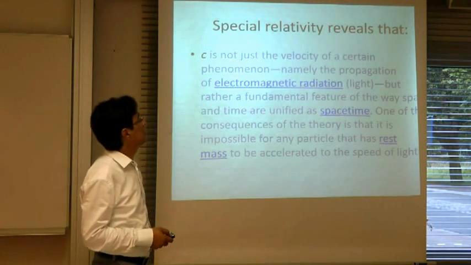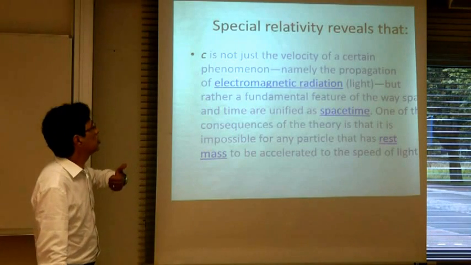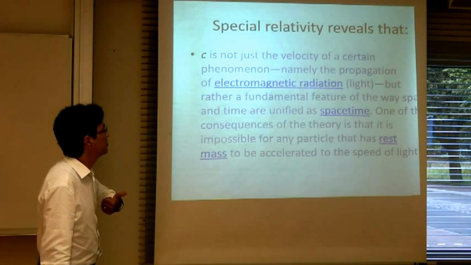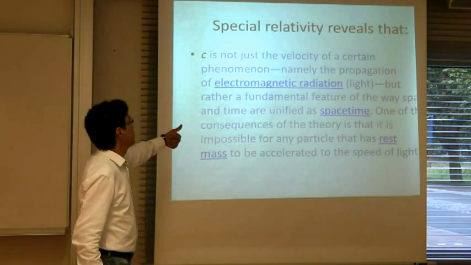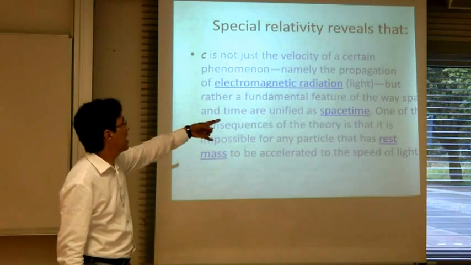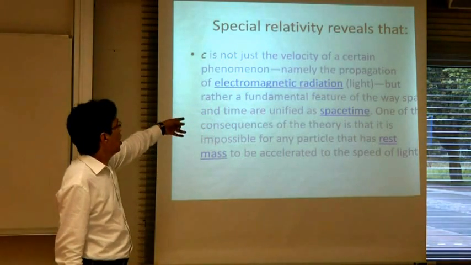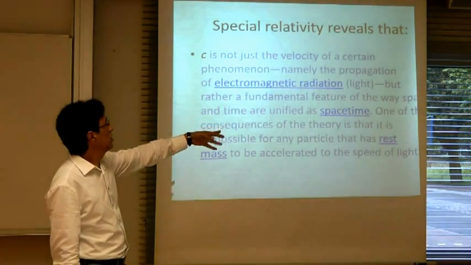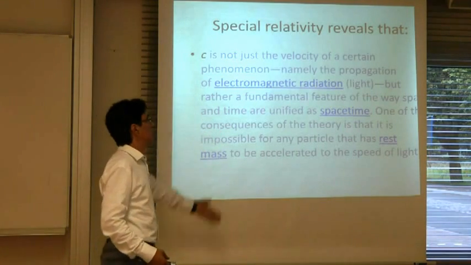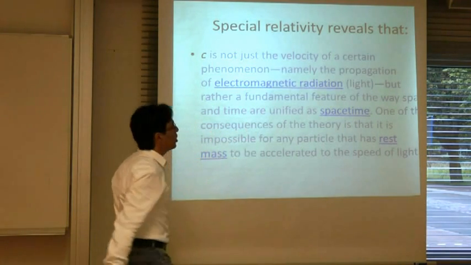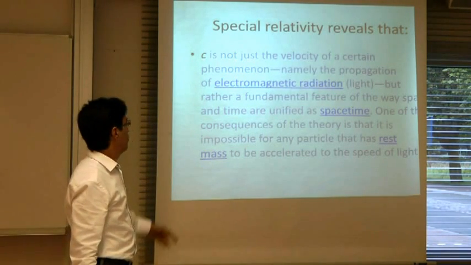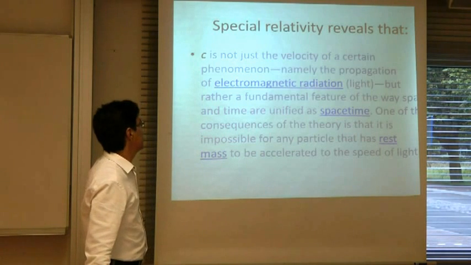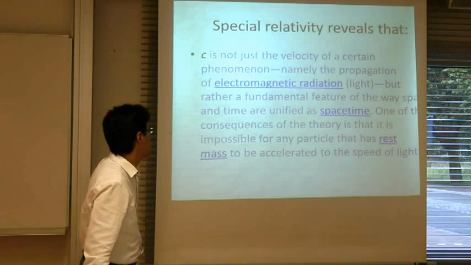Special relativity reveals that C is not just the velocity of a certain phenomenon. That phenomenon is light, namely the propagation and emission of electromagnetic radiation, but this is not the whole story. Rather, it is a fundamental feature of the way space and time are unified as space-time. One of the consequences of the theory is that it is impossible for any particle that has rest mass to be accelerated to the speed of light.